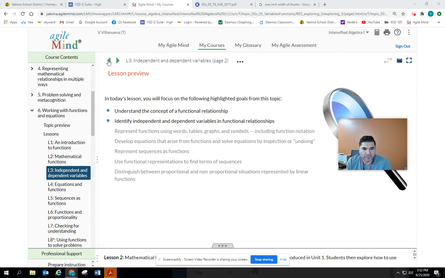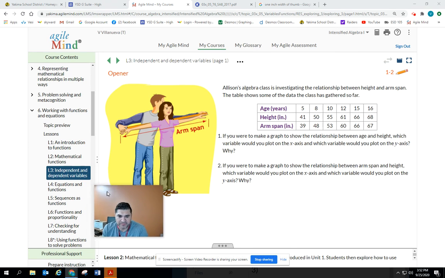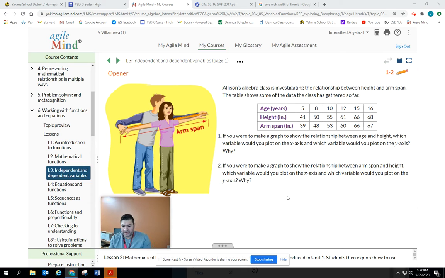Okay, so for our opener, we're going to go ahead and look at this problem. Let me go ahead and move myself out of the way here. And this is page 229. And I'll go ahead and read this. It says, Allison's algebra class is investigating the relationship between height and arm span. The table shows some of the data the class has gathered so far.